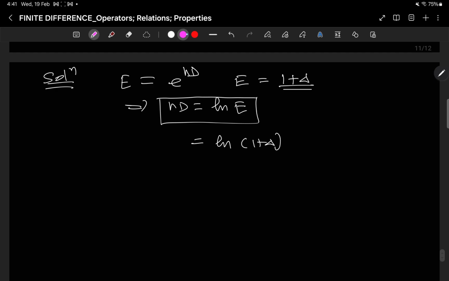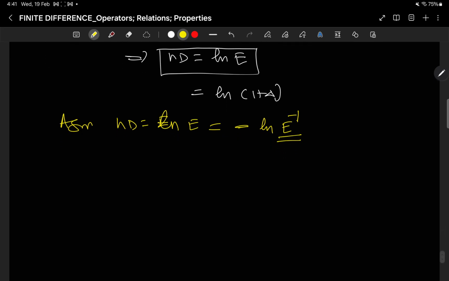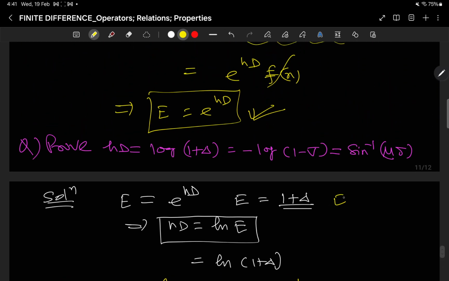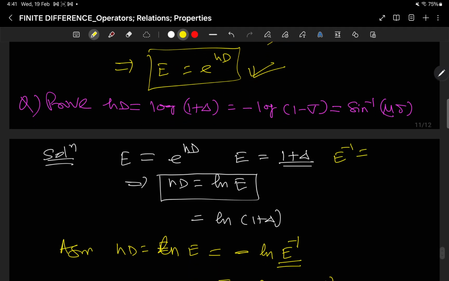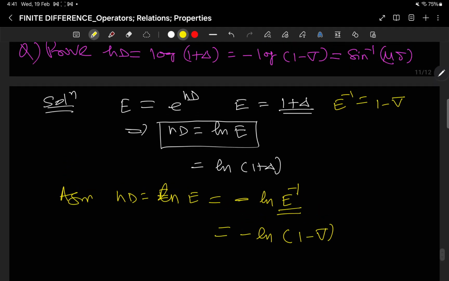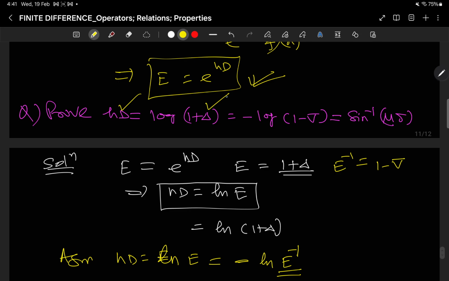Again here hD is equal to log E. Can you not write it as minus log E to the power minus 1? And this E to the power minus 1 gives minus ln(1 minus inverted delta), is it not? Do you not know that E inverse is 1 minus inverted delta? So this thing we are using here. Okay, so these three things are proved. hD is log this, is log this.